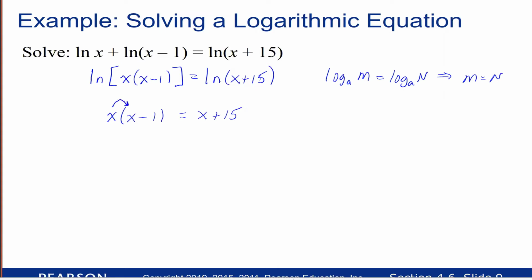In the expression on the left, I simply distribute. x times x is x squared. x times negative 1 is minus x. And that equals x plus 15.